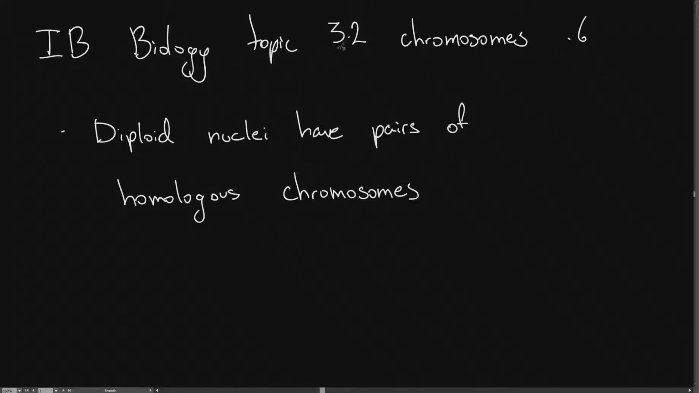IB Biology, Topic 3.2, Chromosomes, Point 6. Diploid nuclei have pairs of homologous chromosomes. In this video, we'll be looking at diploid versus haploid, as well as some advantages of having pairs of homologous chromosomes.